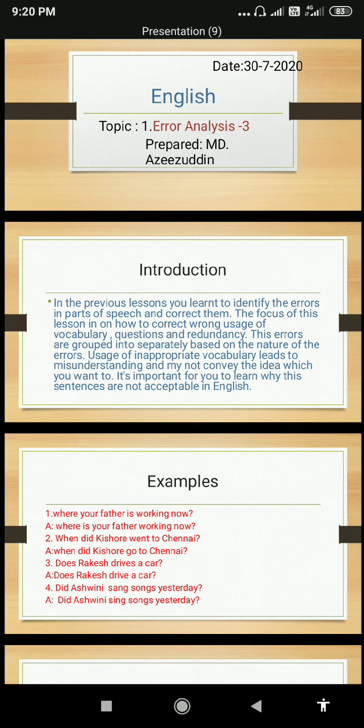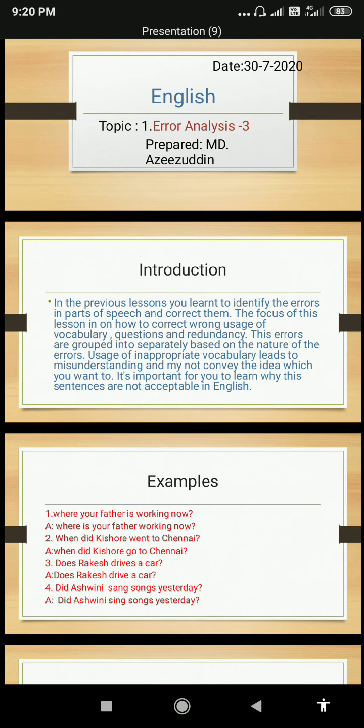Next, have a glance over the second example. She is clever, is she? Question mark. So here the statement is positive and the tag is positive. For that reason it is wrong. Whenever the statement is positive, the tag should be negative. For that reason, she is clever, isn't she? Question mark.